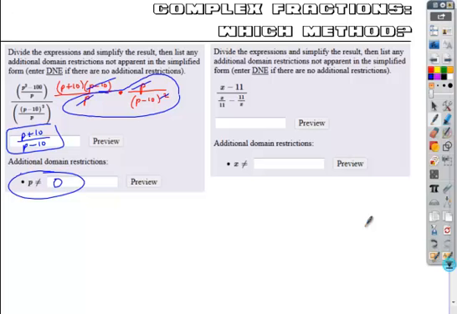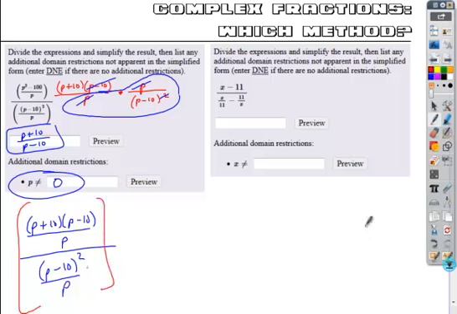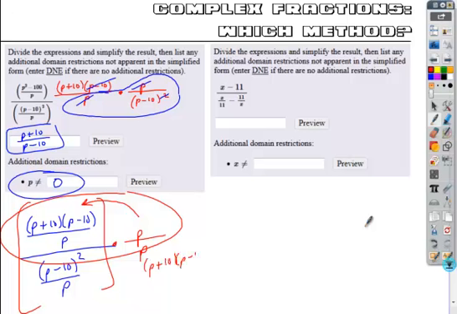Now, if you did use the LCD method, you can multiply top and bottom by p over itself. If you did that, you would get p plus 10 over p minus 10. If you thought of this in the LCD method, multiply by p over itself in the numerator. When you multiply here, the p's cancel, giving you p plus 10, p minus 10. And when you distribute the denominator, the p's cancel, giving you p minus 10 squared. And once again, you wind up with the same thing.